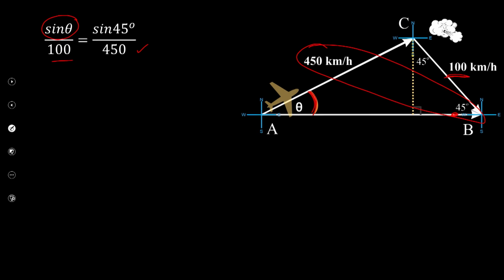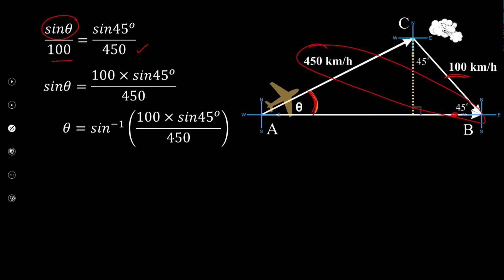Now, we've got to just do some algebra to get our sine theta on one side, and we multiply throughout by 100. And then, because we're finding theta, we're going to use the shift function on our calculator, and we're going to find the value of theta and round off our answer to 2 decimal places. So we end up with an answer of 9,04 degrees.